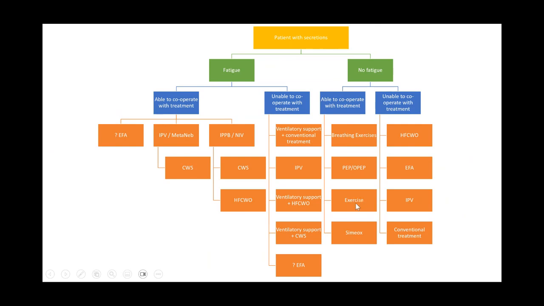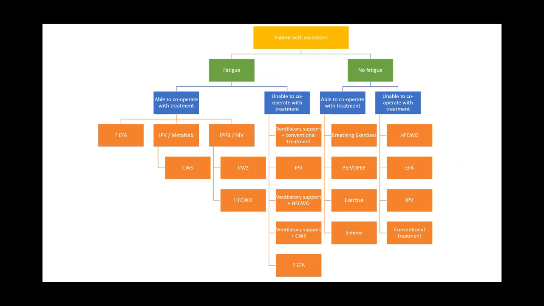I've not talked about exercise as a peripheral airway clearance technique. It is really important, and I could probably talk about it for a whole 45 minutes on its own as its importance, but we should bear that in mind. And then for those that are unable to cooperate, high frequency chest wall oscillation, EFA, IPV, or conventional treatment.